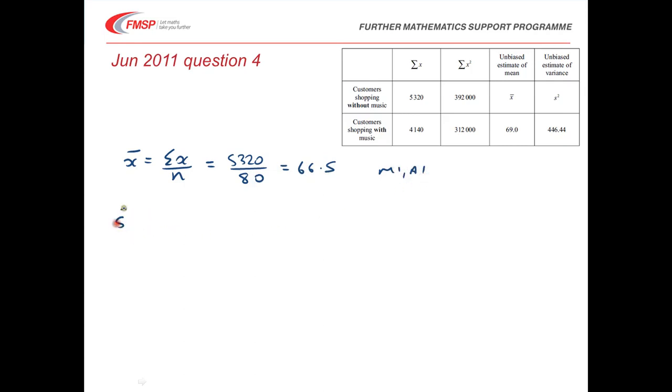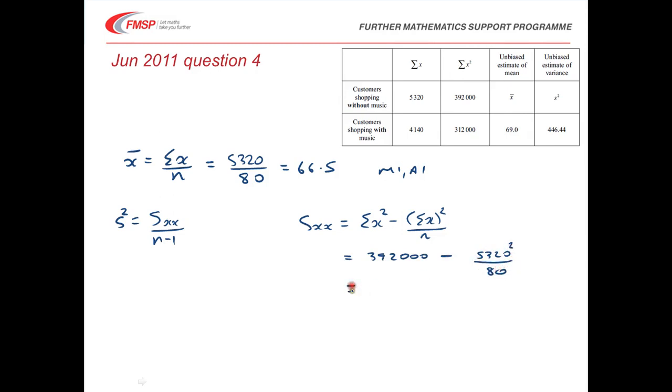So to work out s squared, I've already alluded that that's Sxx over n minus 1, not n. So Sxx, as we did on S1, is going to be the sum of x squared minus the sum of x all squared over n. So in this context, it's going to be 392,000 minus 5320 squared over 80, and that's going to give me an answer of 38220.